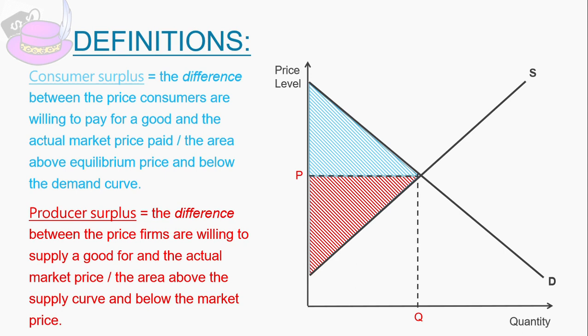Consumer surplus. In the case of consumer surplus, it is shown by the blue shaded area. It is the area below the demand curve and above the line for the equilibrium price. The consumer surplus is the difference between the price that a consumer is willing to pay for a good or service and the price that they actually pay, i.e. the equilibrium price.